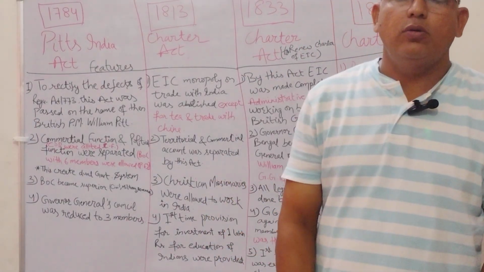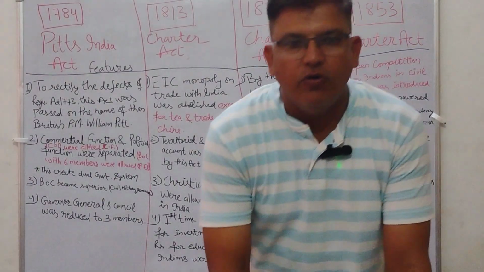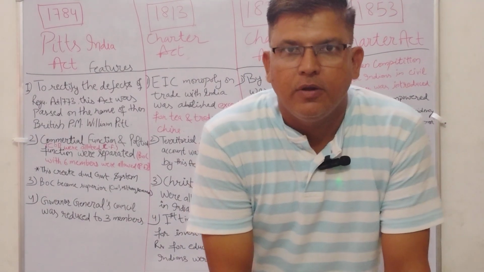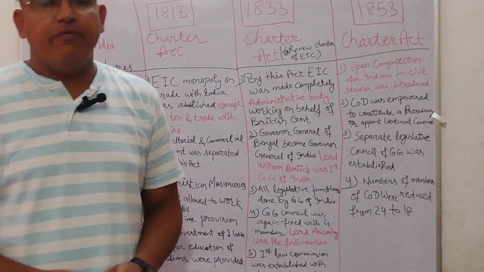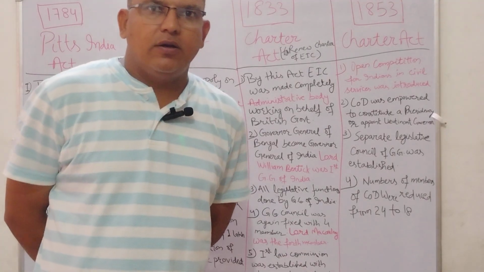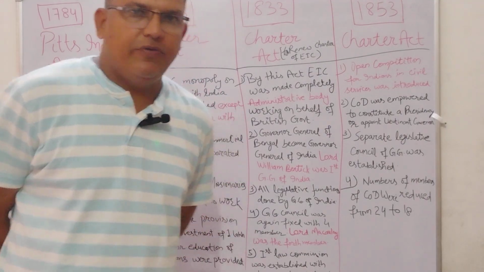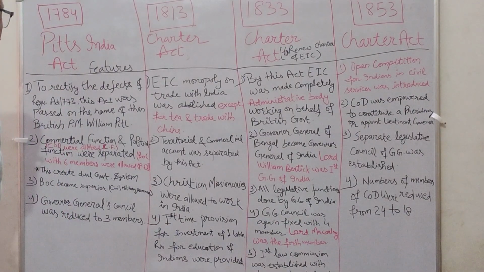Good morning to all. Let's move one step forward toward the history of the Indian Constitution with the Pitt's India Act, which was introduced in 1784 to rectify the defects of the Regulating Act of 1773. The main feature of this act was to rectify the defects of the Regulating Act of 1773. This act was passed in the name of the then British Prime Minister William Pitt.